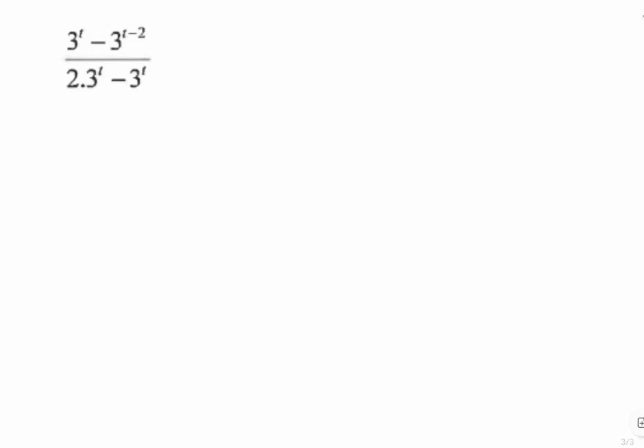What do I mean by simple numbers? The lowest numbers possible that you can write for the numbers within your expression. So what we have here is 3^t minus 3^(t-2). We can break it down into 3^t multiplied by (3 minus 2). On the denominator we're going to have 2 multiplied by 3^t, then minus 3^t.